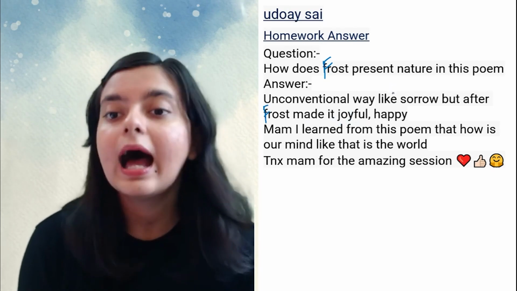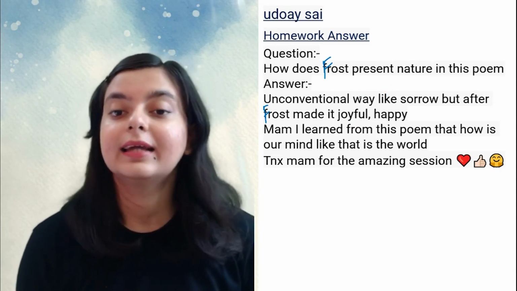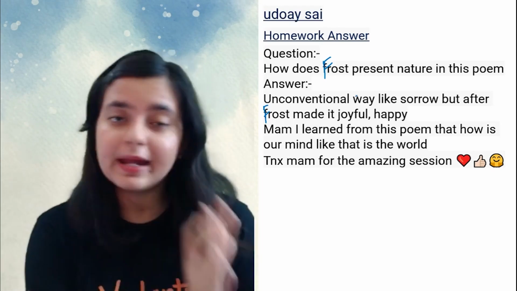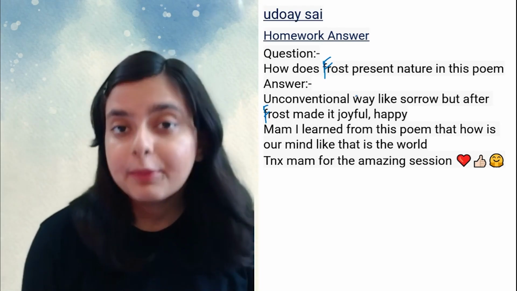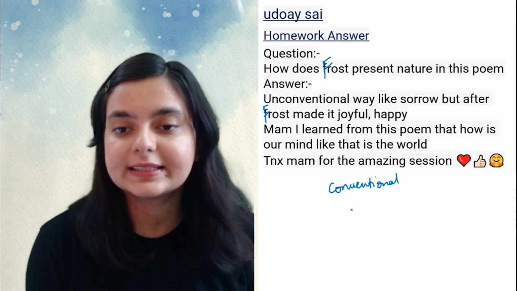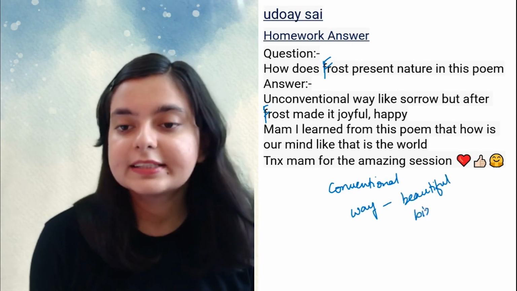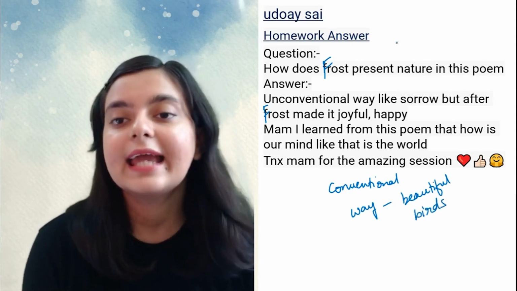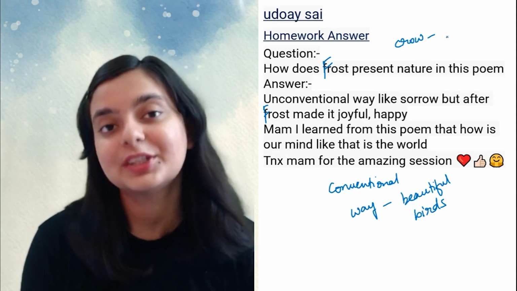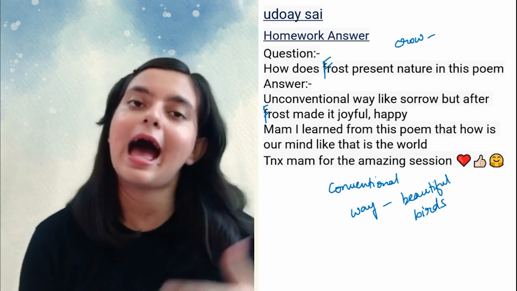So why unconventional? One thing that you have missed over here is you had to talk about the conventional. What is the conventional way of presenting nature? Usually we talk about beautiful birds, right? I had explained in that video, we talk about beautiful birds, right? So you have to first talk about the conventional way of presenting nature. What is that? Beautiful birds. But instead of this, what has Frost done? He has presented the crow, which is usually a bird which is ugly and is said to bring an ill omen, right? But he has later transformed that into a joyful and a happy symbol.